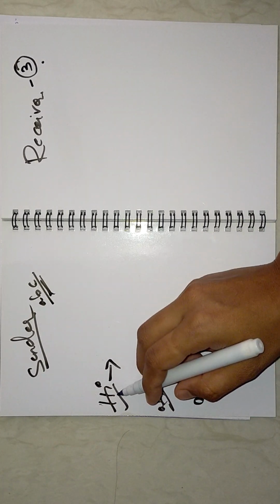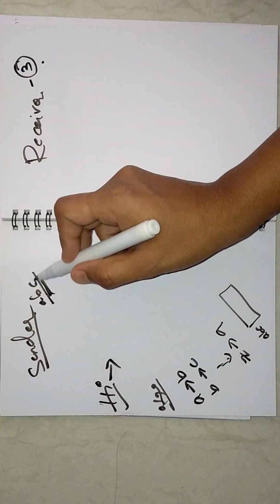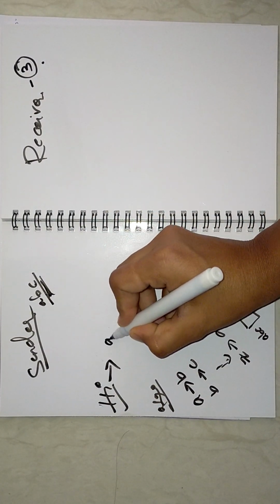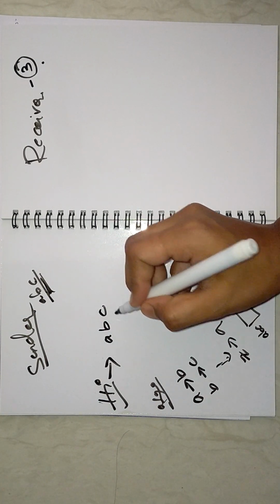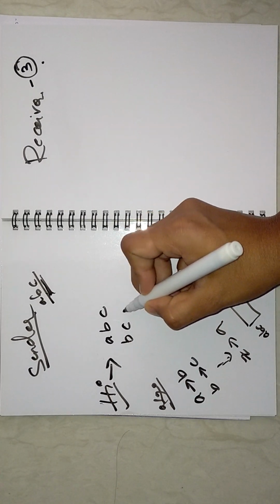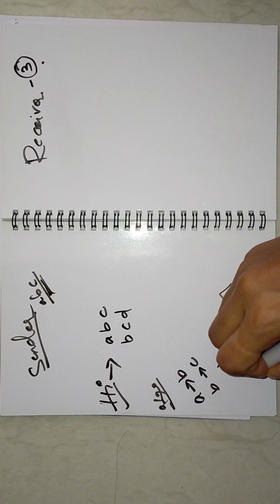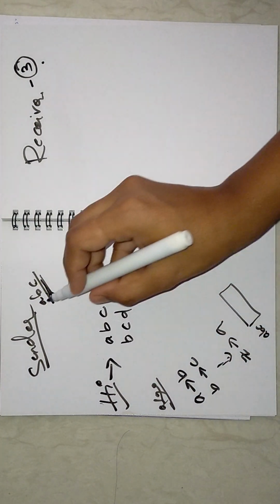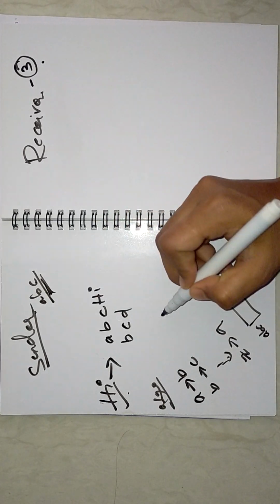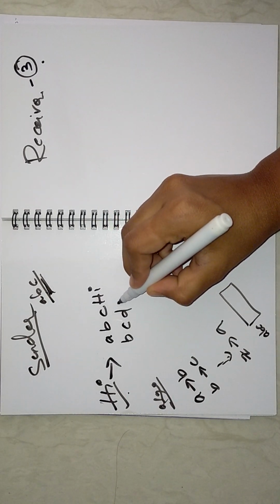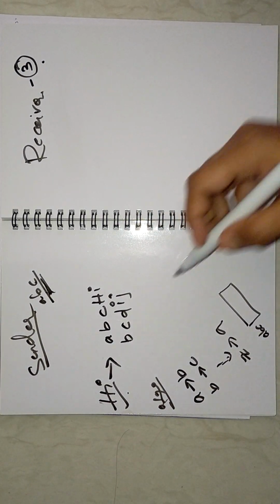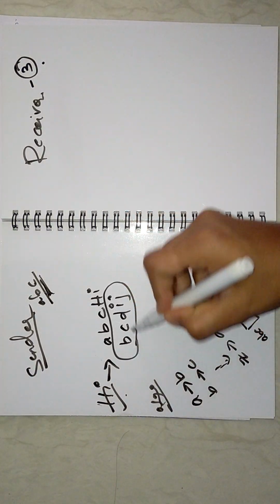Now, first I have to append the secret key as per my algorithm. The secret key is A, B, C, so I have to change it using my algorithm. A means B, B means C, C means D. This is the algorithm I have used. Now I'll append the message. What is the message? Hi. For H it is I, for I it is J. Now this is what you call ciphertext.